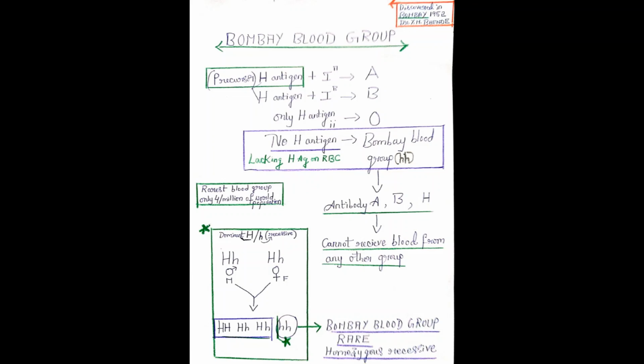So what is the genotype of Bombay blood group? The genotype is small hh. Both are recessive, homozygous recessive, the rarest condition, the rarest possible case. Now observe the green box, crossing between male parent and female parent. Both are carriers of the recessive allele small h. And observe the chances, less possible chances. If there is homozygous recessive hh, then only the blood group is considered Bombay blood group.